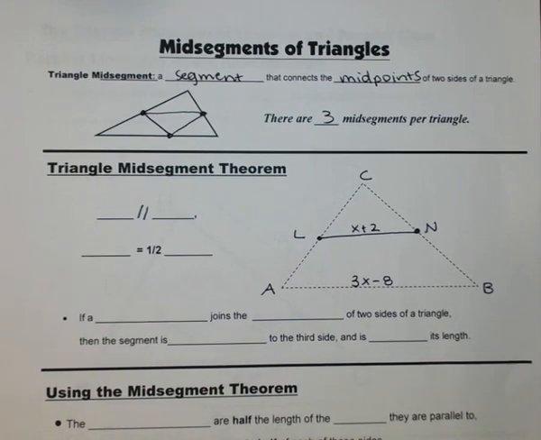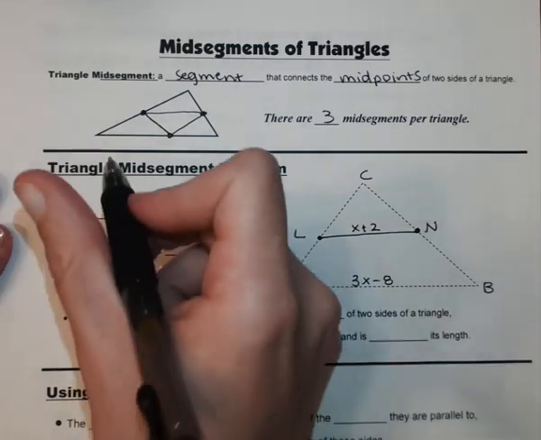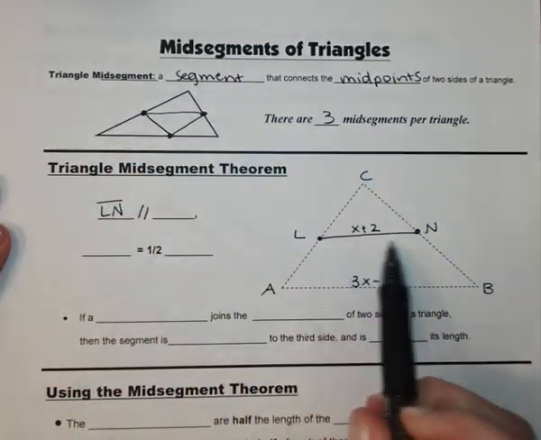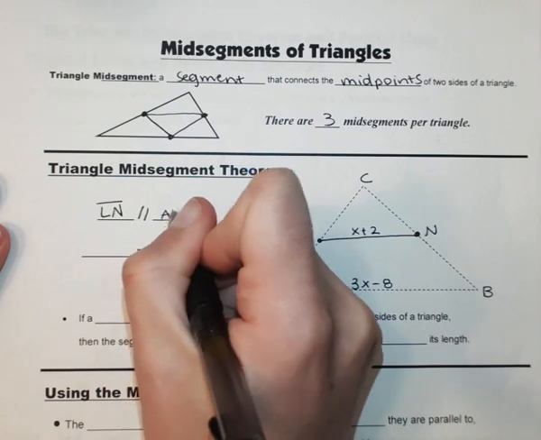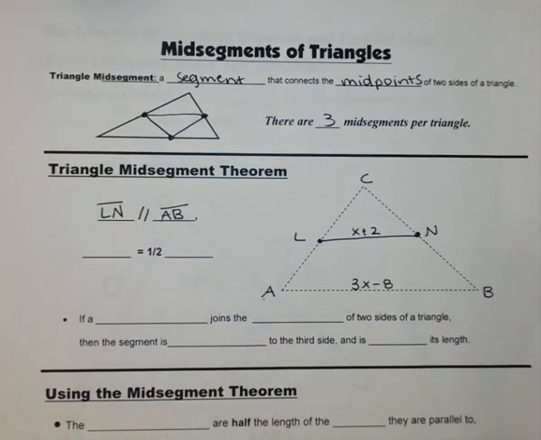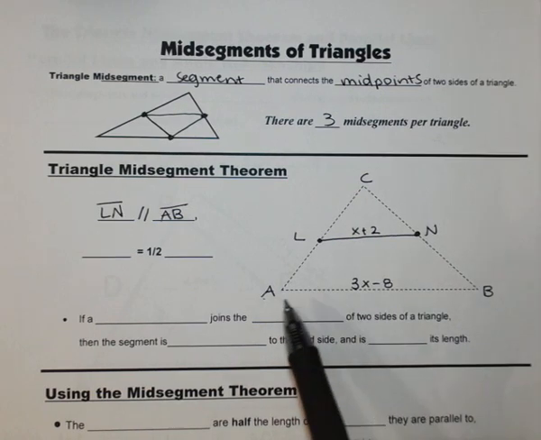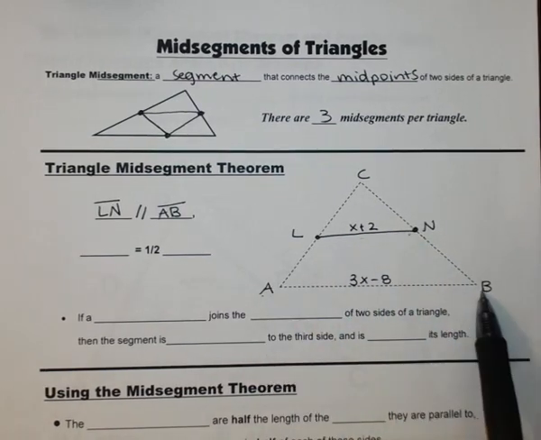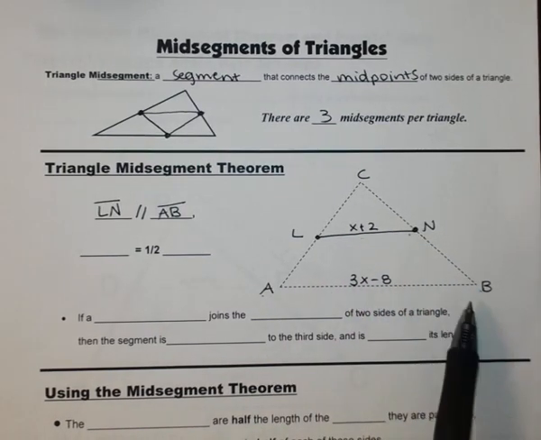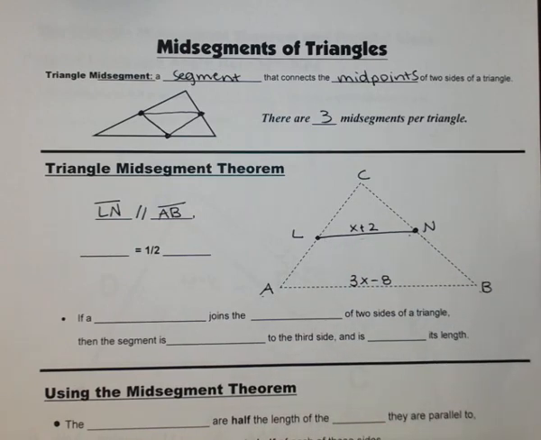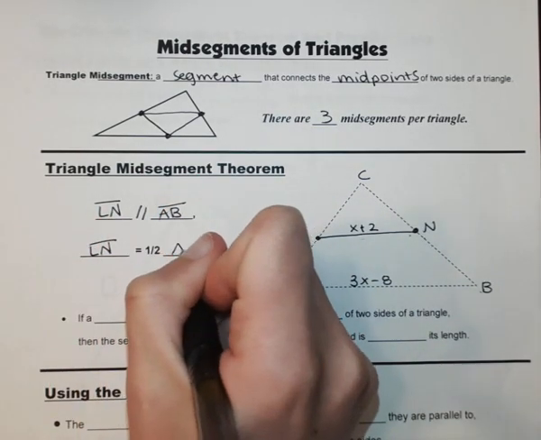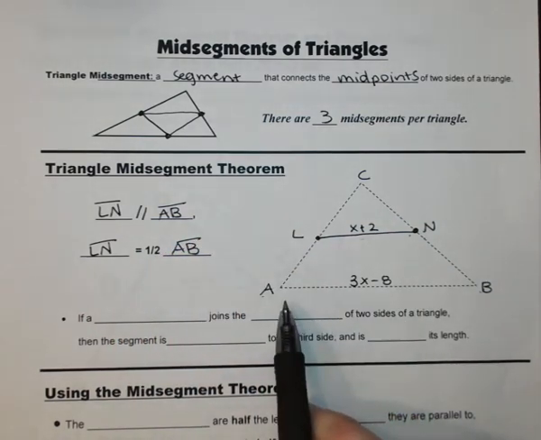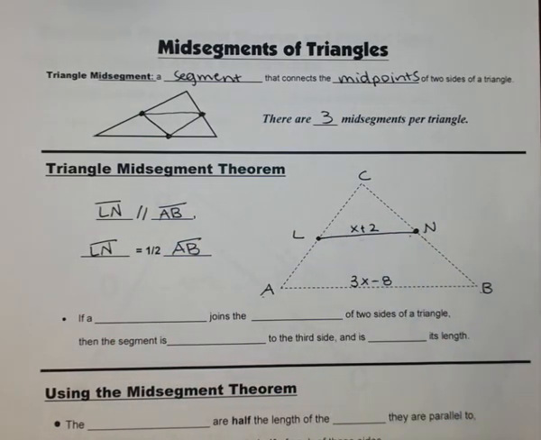So this creates a couple different theorems. The first theorem is that the midsegments are parallel to their base, meaning segment LN is parallel to segment AB. That's what that symbol means, parallel. It also lets us know that LN is half of AB. So if AB is 20, LN will be 10. And it looks that way too. AB looks a good bit longer than LN.